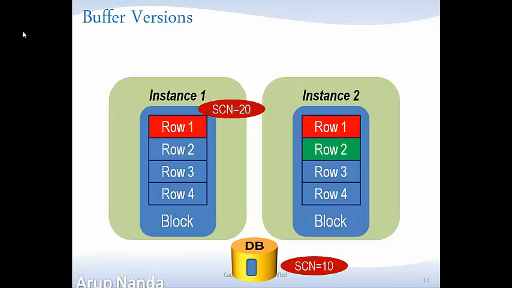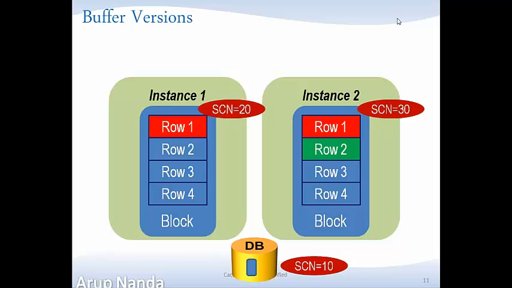When I did update row 1, it became SCN number 20 in instance 1, and when I did update row number 2, it became SCN number 30 in instance 2. See here, I now have 3 copies of the same block in 3 different places: one on the disk itself, one on instance 1, one on instance 2.